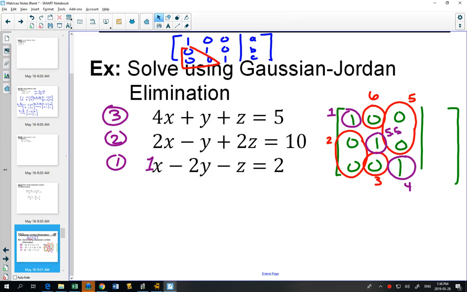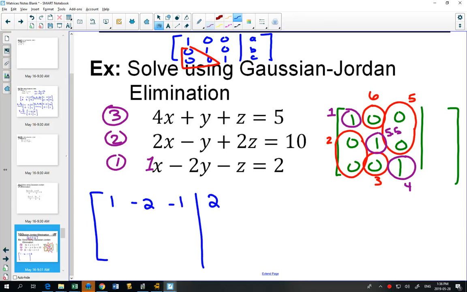So when setting up my matrix now, I decided 1, -2, -1, 2, 2, -1, 2, 10, and 4, 1, 1, 5. Step 1, the purple, done. I got a 1 in the top left-hand corner, and I didn't have to have any decimals or fractions. Perfect. Now I can make these zeros.